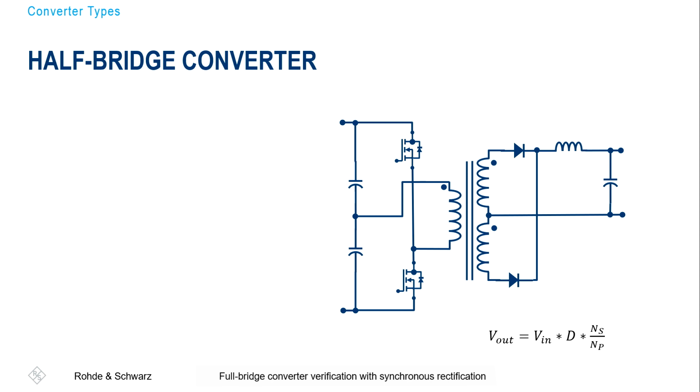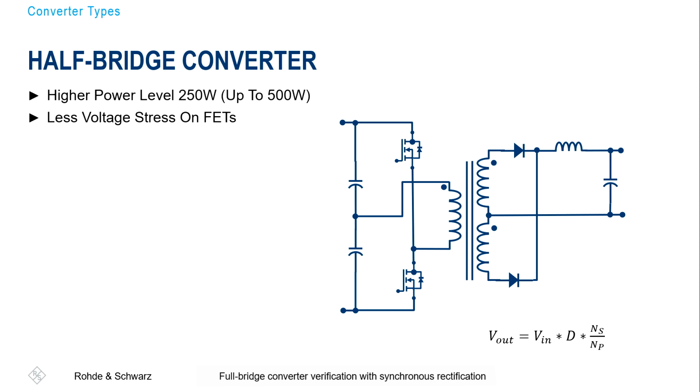The next converter type we could use for this intermediate bus converter is the so-called half-bridge converter. The output side, the secondary side, is pretty much the same. At the input we have 2 capacitors and a midpoint, and 2 MOSFETs in series. They basically create the bridge leg where the primary winding is connected.